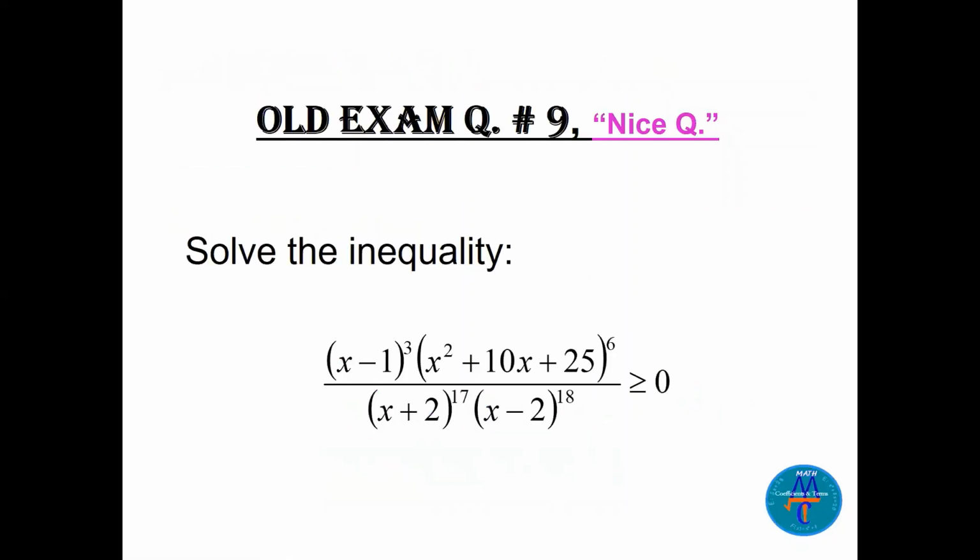Now, the last one, question number 9, is nice. It's already factored here. X minus 1 cubed, x squared plus 10x plus 25 all power 6, power 17, power 18. I put these big numbers on purpose to tell you what we can do. This one is already factored, x minus 1. Never try to expand. This one power 17, this is power 18. This one try to factor more here. X squared plus 10x plus 25 would be x plus 5 all squared.